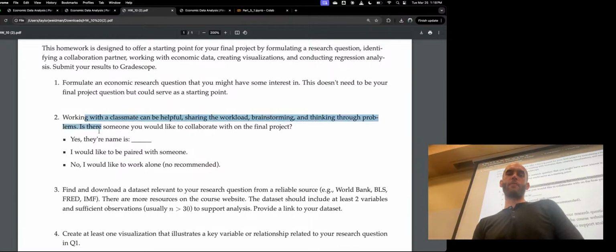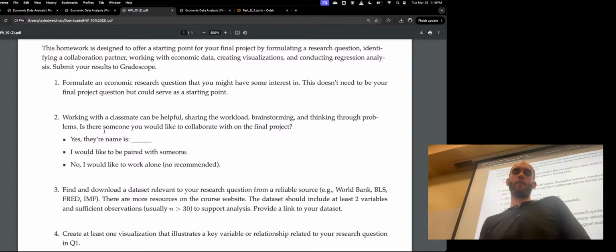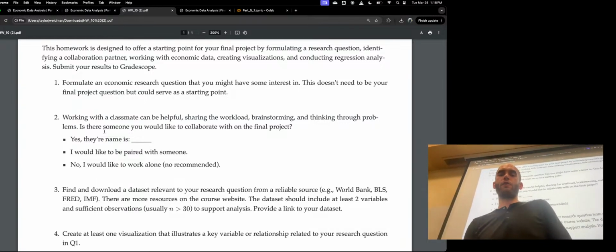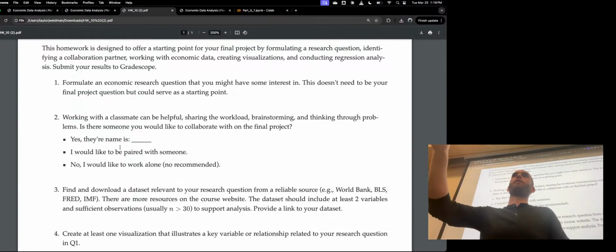So the second question is basically to find someone who you're interested in working with. So you'll put in the name if you know who it is. But for a lot of people, you may want to work with someone but you don't know who. And maybe you want me to find someone to work with for you.